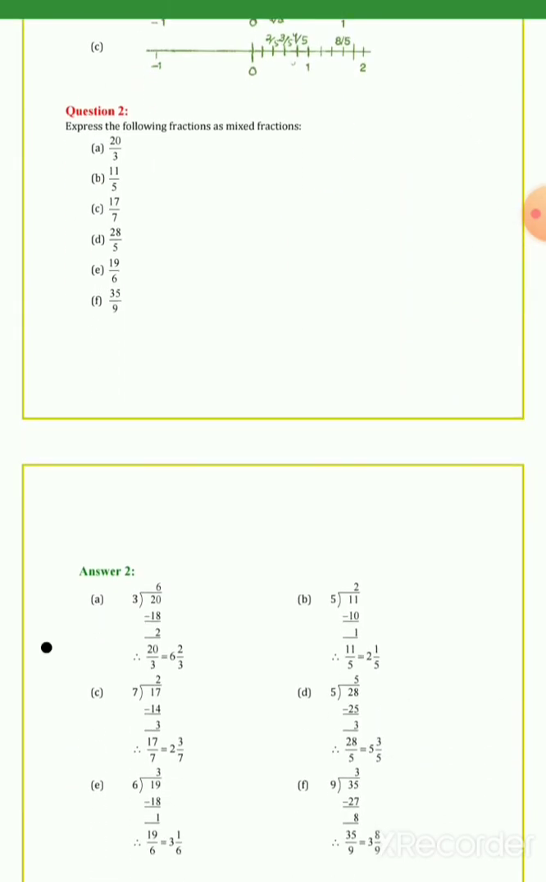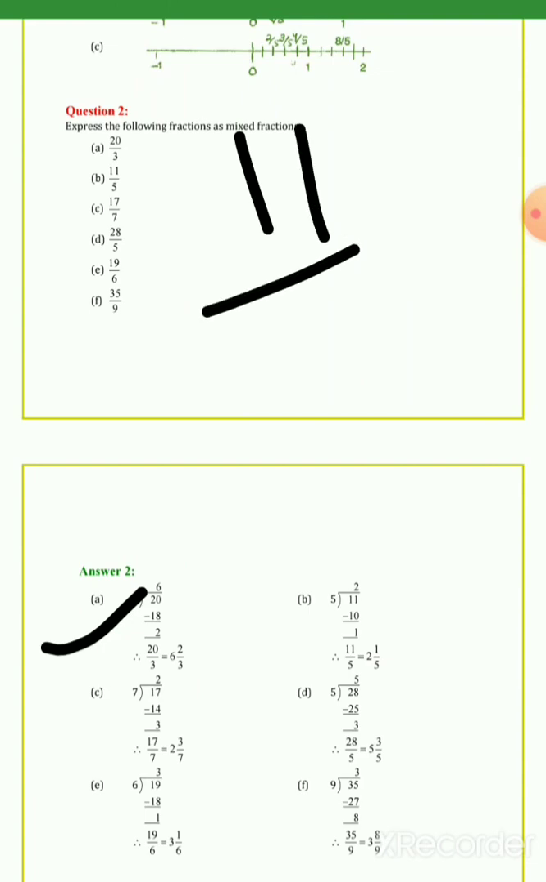As you can see here, the solution is also given. Now we have 11 by 5. Again, in the same way, you have to divide it. Okay, let's divide here.